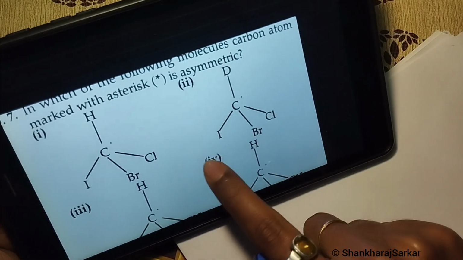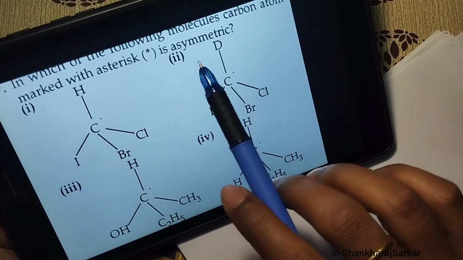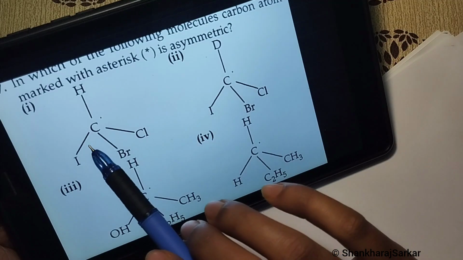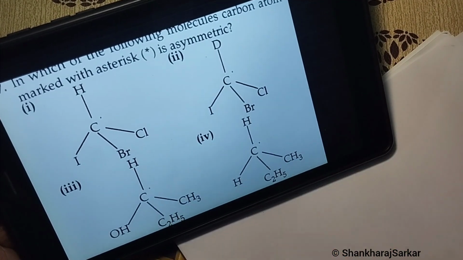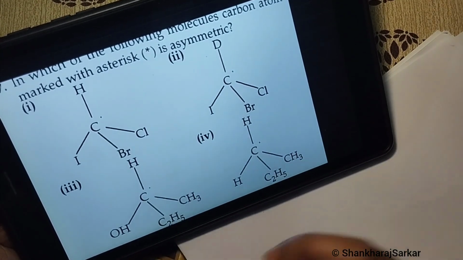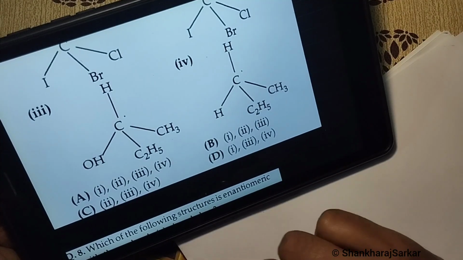Next question, in which of the following molecules is the carbon atom marked with asterisk asymmetric? Asymmetric means the compound where carbon contains 4 different groups. So option A, B and C means option 1, 2 and 3. In these 3 options, all the carbons are attached to 4 different groups. So 1, 2 and 3 will be the answer. So option B is your correct answer.